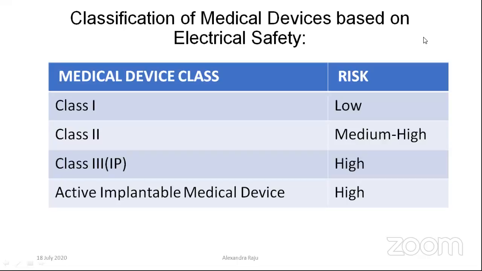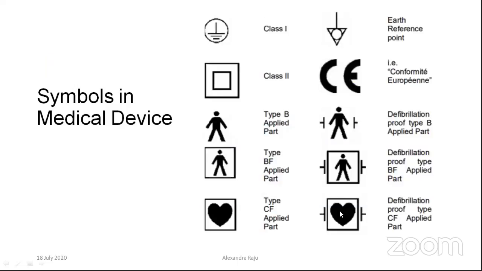So now let's see the symbols of the medical devices. These are the major symbols available on medical devices. Next slide, sir. This classifies the equipment into, as I told you, class 1 equipment. If the equipment belongs to class 1, we can see a symbol like this. And class 2 has double insulation. Class 1 is nothing but equipment which has protection against electric shock, with additional protection also.